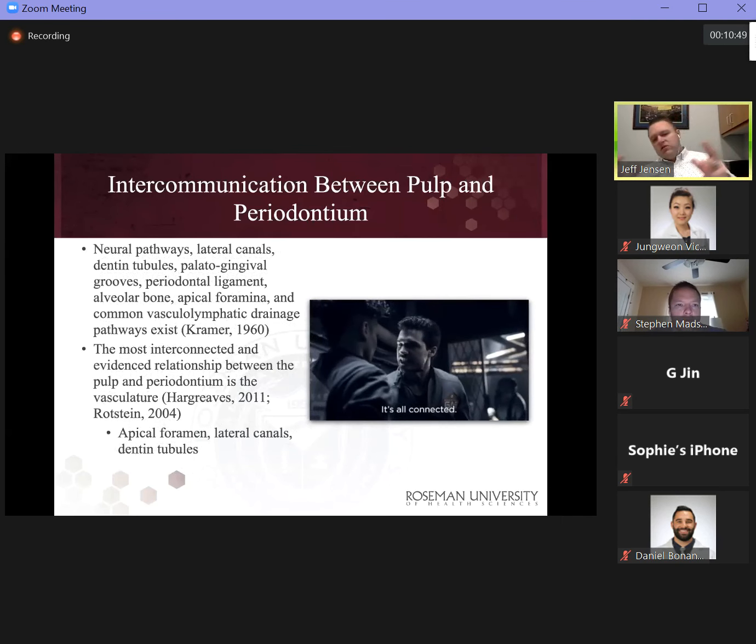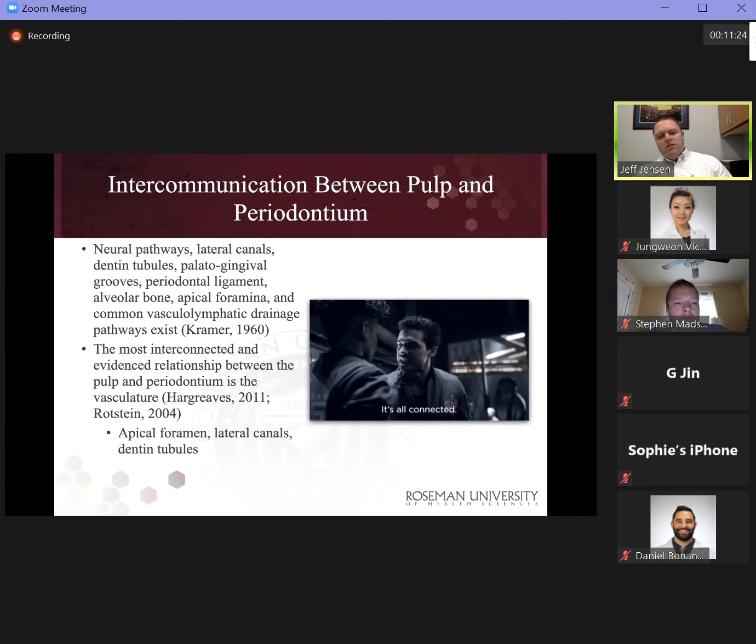So we know that between the pulp and the periodontium, we have lots of different neural pathways, lateral canals. We have our dentinal tubules, which cause people to have sensitivity if the root becomes exposed. The PDL, bone, apical foramina, all of these things are connected between this tooth and the pulp and the periodontium, and it's a fairly intimate connection. They're communicating with each other, and things are passing through and going in and out there.